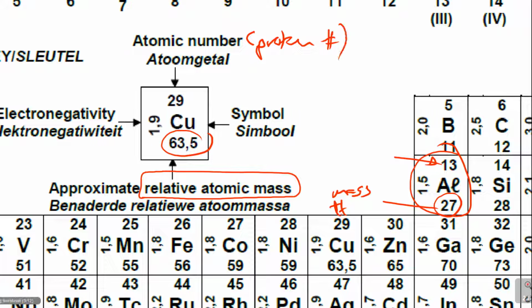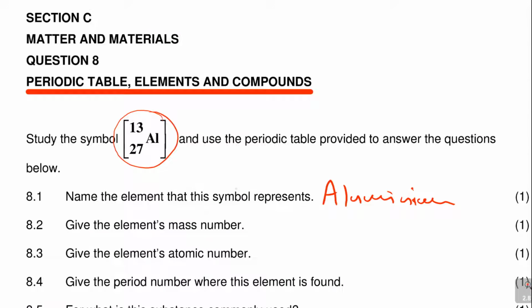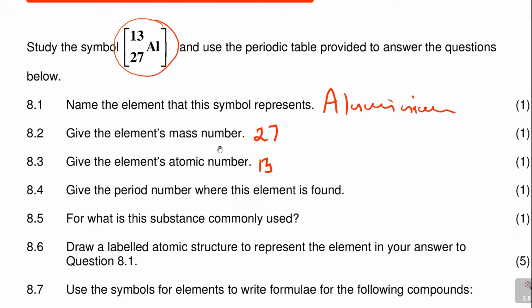Alright, so let's go back here. Give the element's mass number. What is the element's mass number? It's simple, 27. Give the element's atomic number. They just told us it's 13. Guys, you identify this from the periodic table.